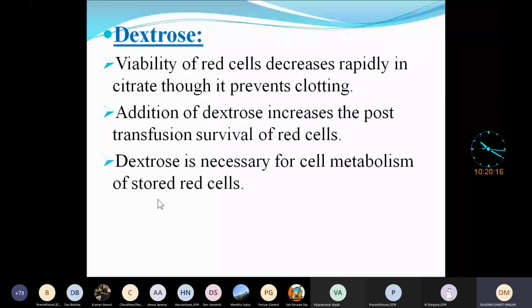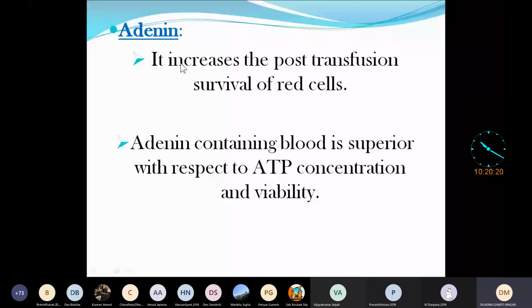Now what does this adenine do? So it increases the post-transfusion survival of the red cells. So this adenine will also increase the post-transfusion survival of the red cells. And adenine-containing blood is superior with respect to ATP concentration and viability. So it means that whenever CPDA was there as an anticoagulant, and adenine was added, the blood storage duration was increased to 5 weeks, isn't it? So here this adenine-containing blood is superior with respect to the ATP concentration and viability. So in the blood there will be ATP concentration, and its viability will be increased. And ATP, you know that it is needed for the metabolism.